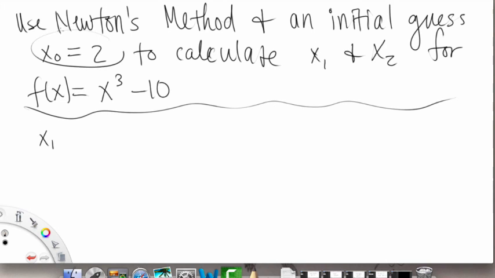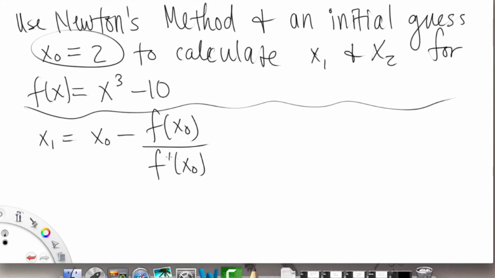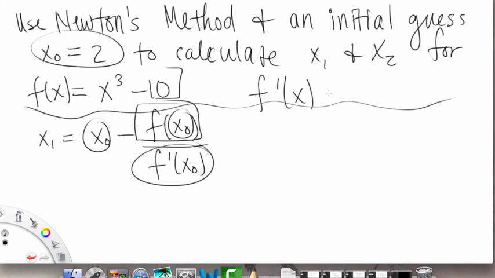We already are given our x sub 0. So x sub 1 is equal to x sub 0 minus f of x naught over f prime of x naught. Okay, so we have everything. x naught is equal to 2. We could plug in a 2 for our function, which we do have, but we don't have f prime of x. So let's find that. f prime of x is simply going to equal 3x squared.